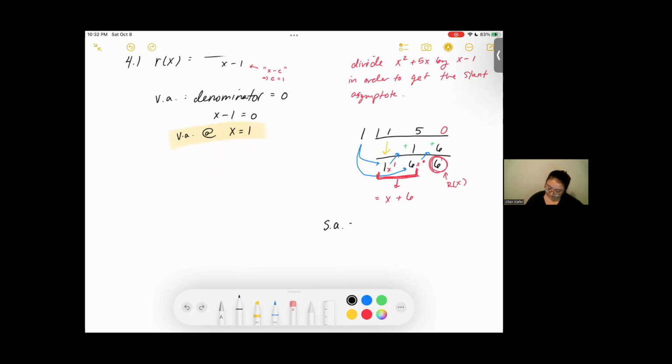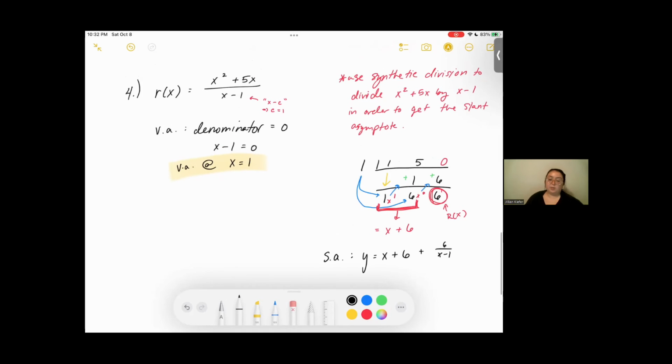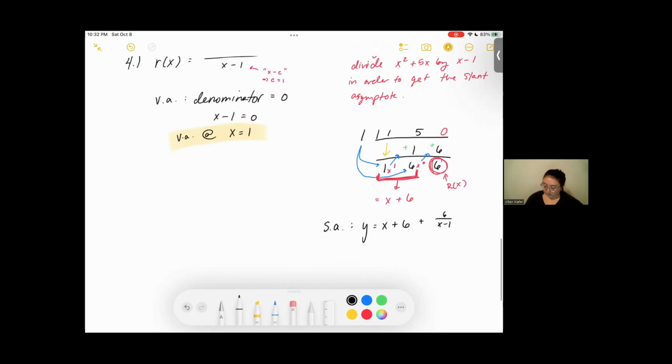let's put some colons instead. There you go. Y is equal to x plus 6 divided by x minus 1. It's by the divisor. I think I might have said the quotient before, but this is by the divisor. So this is our slant asymptote as of right now.